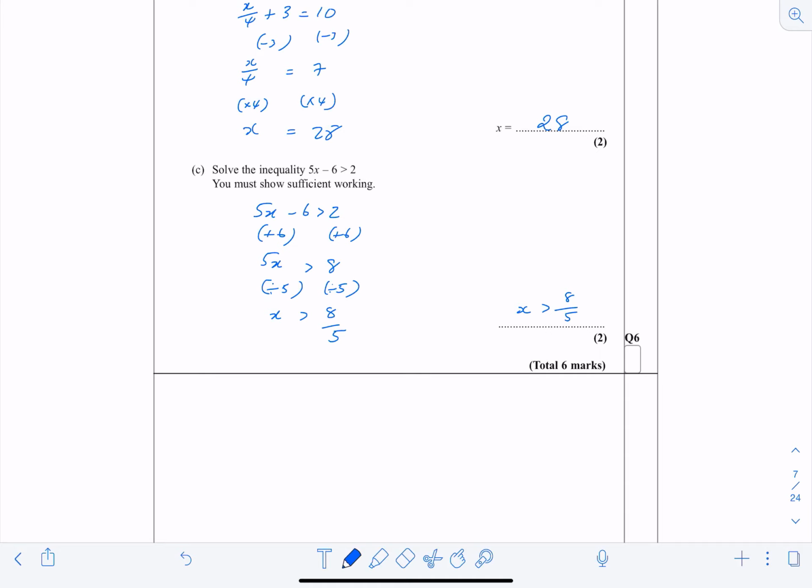I'm just going to check to make sure I am correct on that one. 8 over 5 is 1.6, so I'm going to try 1.7. So 5 times 1.7 minus 6 is 2.5, which is greater than 2. So my answer should be, I hope, correct.